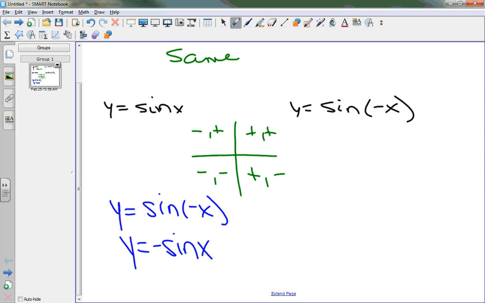If I'm dealing with the cosine, though, do I need to acknowledge the negative when dealing with the cosine if it's a negative angle? No, because they're exactly the same graph. Do we understand that, yes or no?